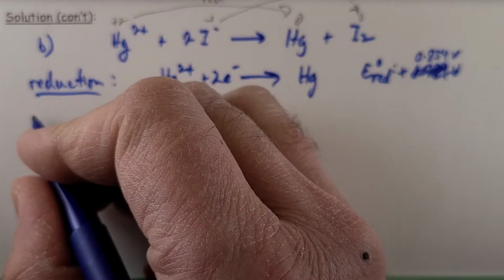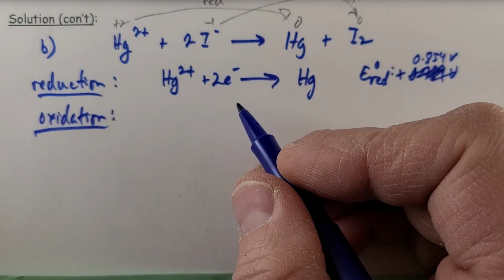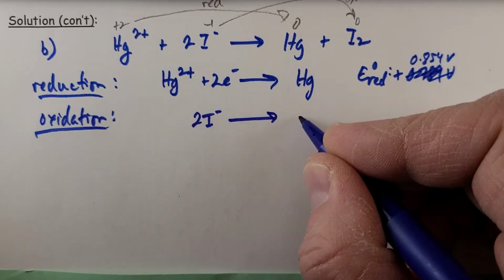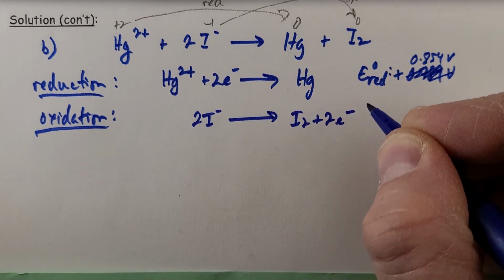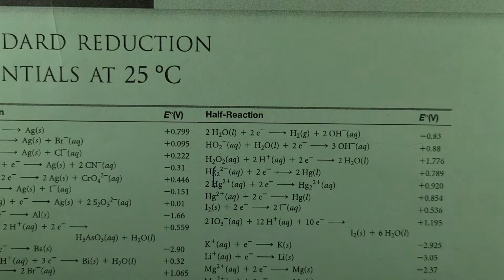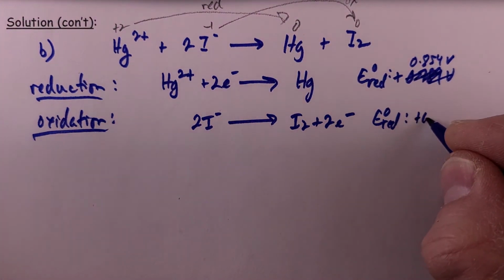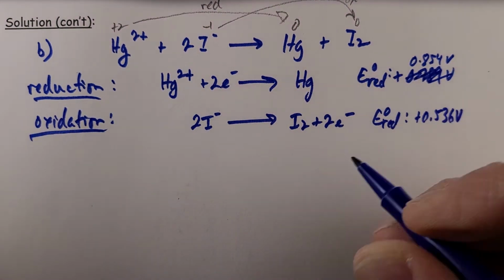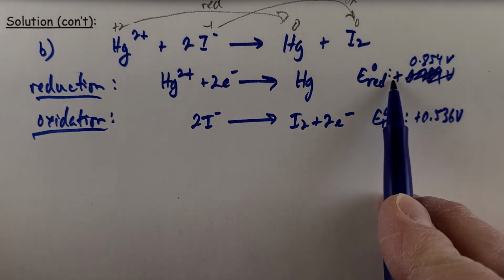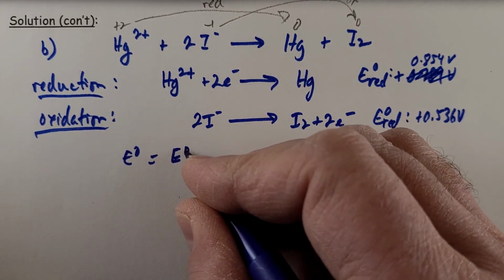And let's look at the oxidation area. So we looked at that. So the 2 I minus going to I2 plus 2 electrons. And the reduction potential there, what was it here? I forget. Plus 0.536. So again, the reduction number should be more positive than the oxidation number for this to be spontaneous, and there it is.